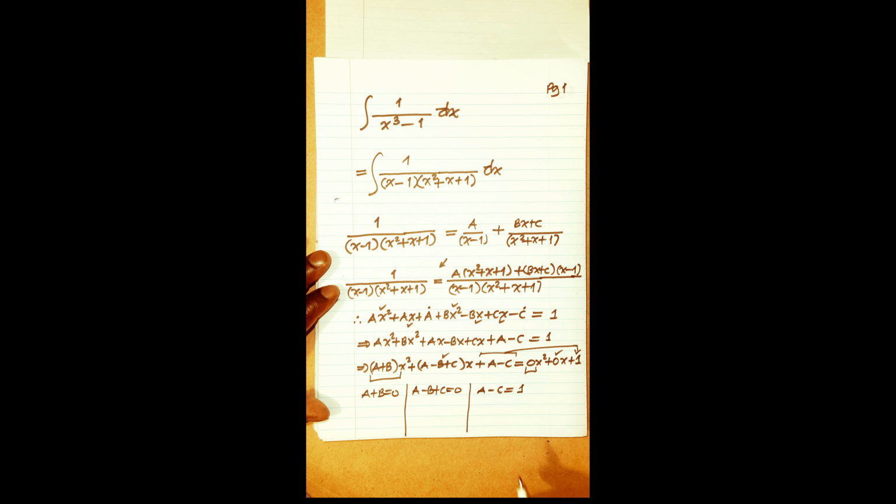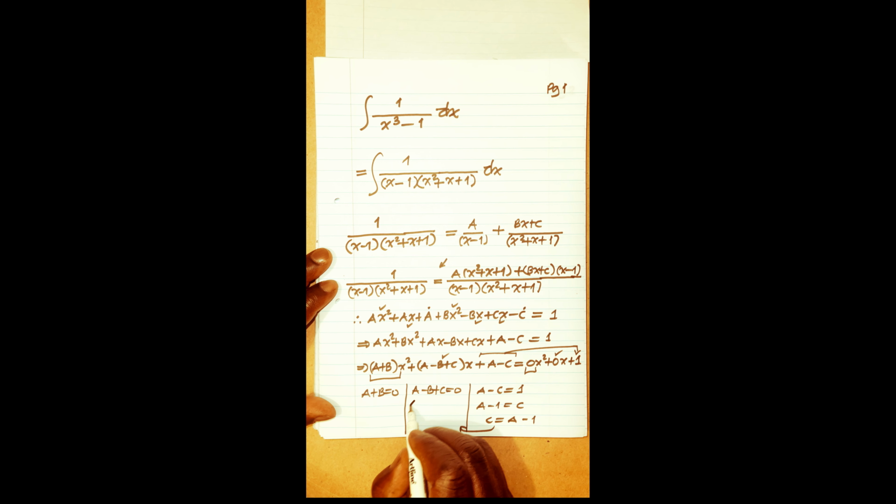Now we make a as c subject formula here. We're going to say a minus 1 equals c. Basically we are saying c equals a minus 1. Now bring this one there. In the place of c, put a minus 1. So we have a minus b plus a minus 1 equals 0.